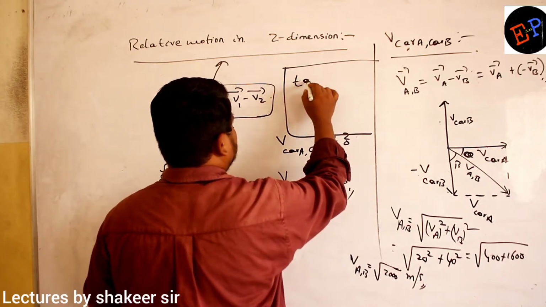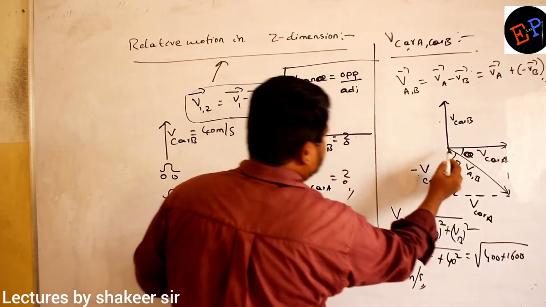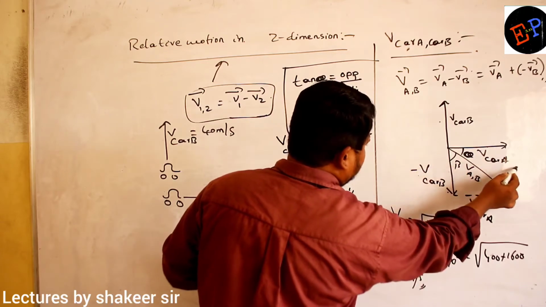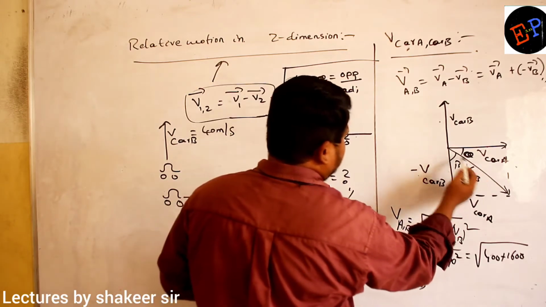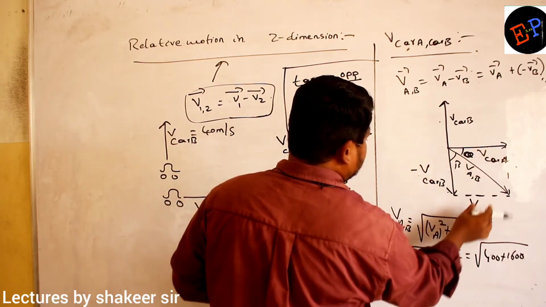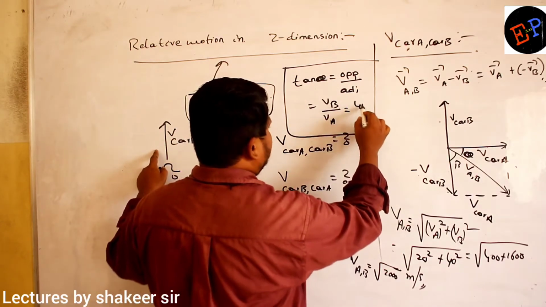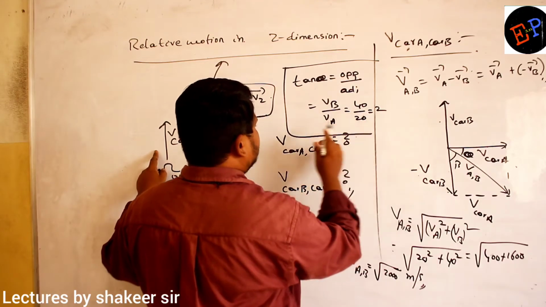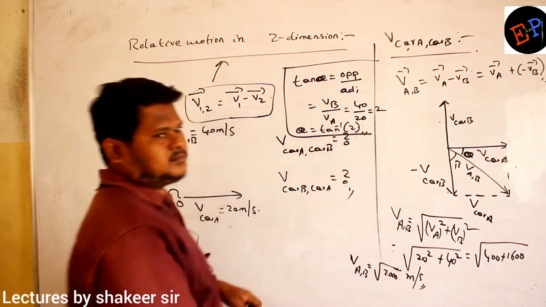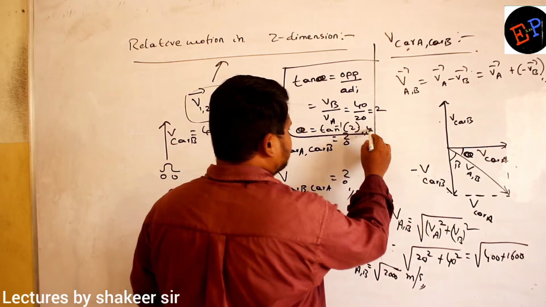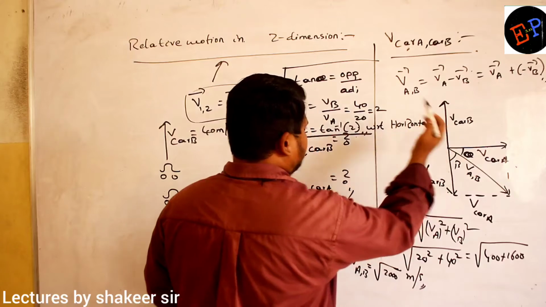Tan alpha is equal to opposite divided by adjacent. So in this right angle triangle, the opposite side is nothing but the velocity of car B, VB. And the adjacent side is nothing but the velocity of car A. So VB value 40, VA value 20, so 2. Therefore alpha is tan inverse of 2. That is our answer. This is the angle with respect to horizontal.